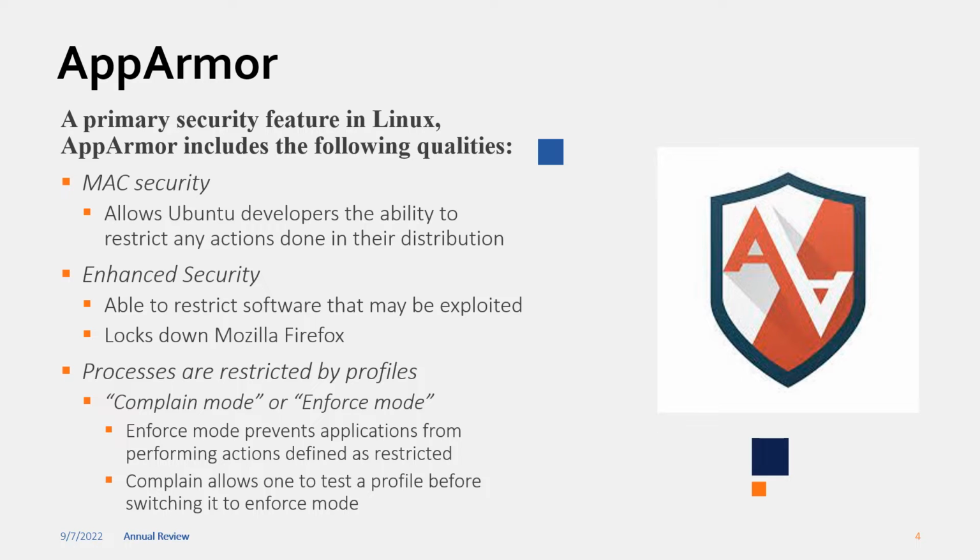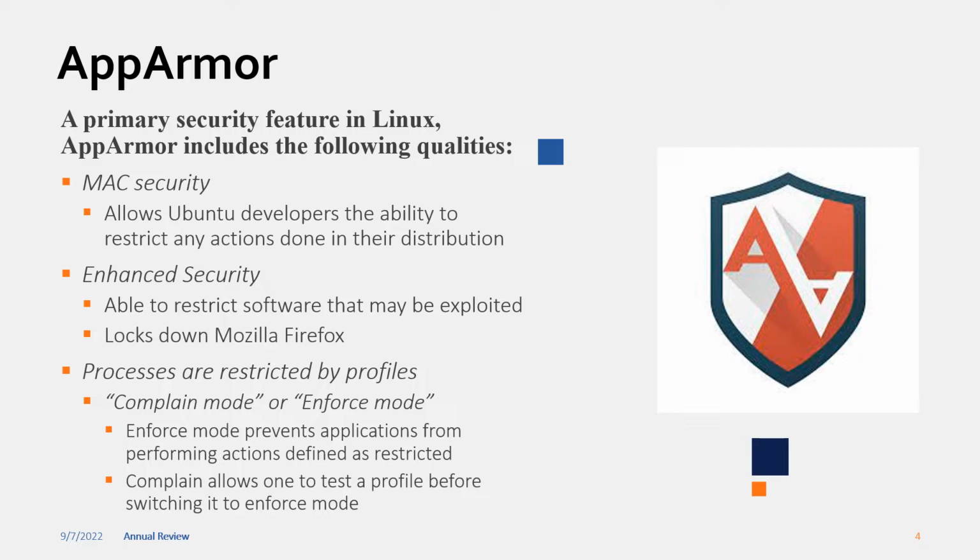What you need to know about AppArmor is that it's exclusive to Linux, and it includes many incredible qualities like max security. In this case, it's the mandatory access controls, where it allows developers to restrict anything done in their distribution, their copy of the distribution, and would enable certain processes that they wish not to occur to be restricted while their system is being used. It also enhances security because it restricts software that could potentially be exploited, and it can remove undesirable elements from the security.